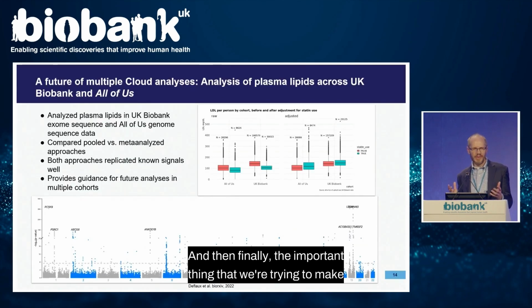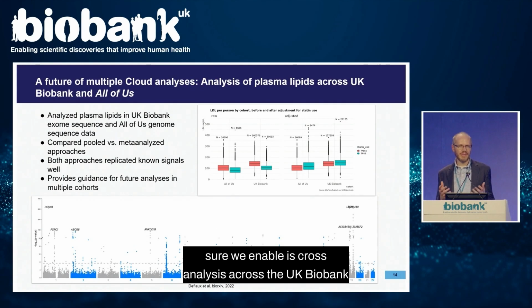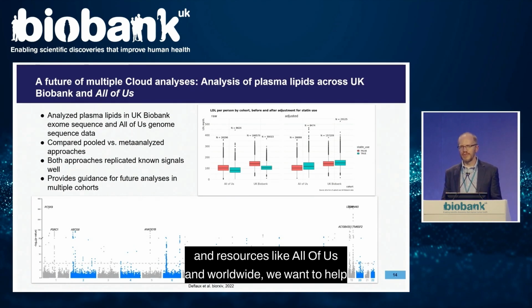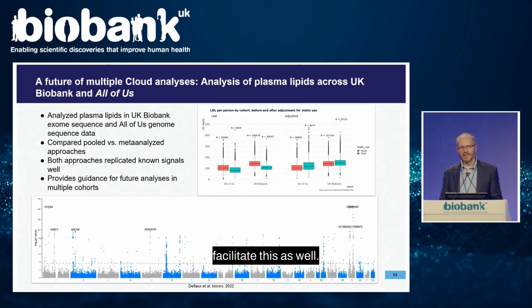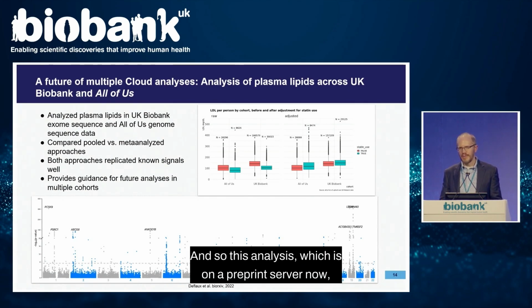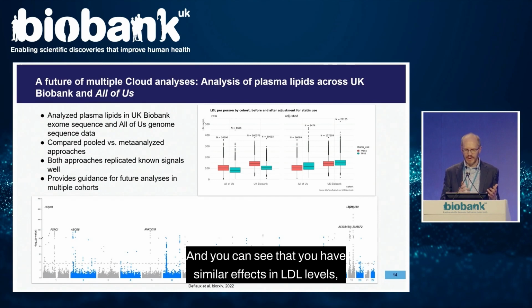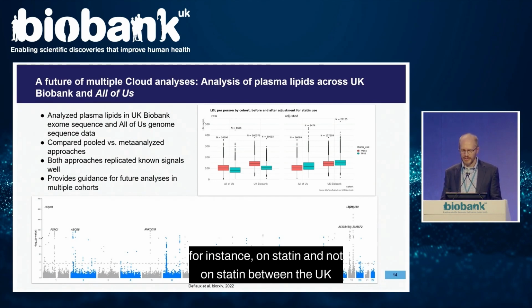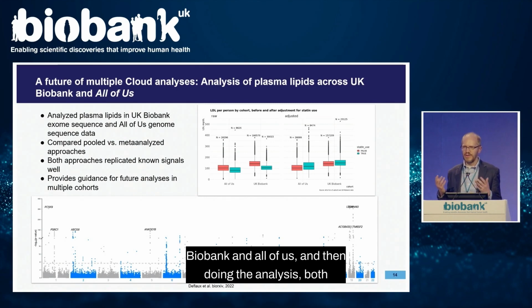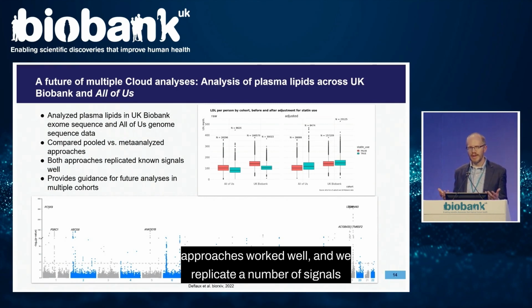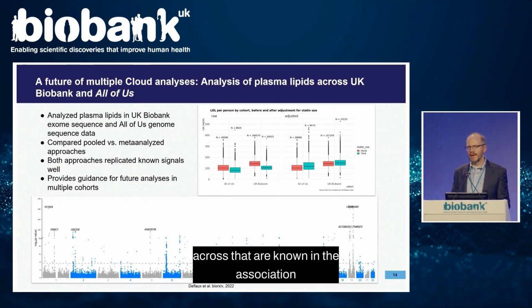Finally, an important thing we're trying to enable is cross-analysis across the UK Biobank and resources like All of Us. And worldwide, we want to help facilitate this as well. This analysis, which is on our preprint server now, looked at plasma lipids in the UK Biobank and All of Us, cleaned that phenotype in similar ways, and then tested what the results look like in a pooled analysis versus a meta-analysis. You can see that you have similar effects in LDL levels, for instance, on statin and not on statin between the UK Biobank and All of Us. Both approaches worked well, and we replicate a number of signals that are known in the association analyses.